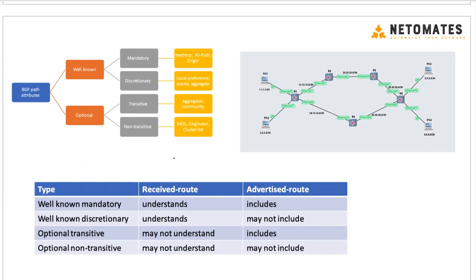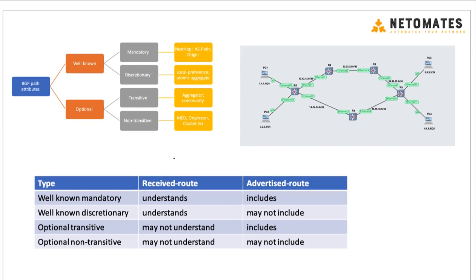To make it easy to understand, I have a table here. It shows the type of attribute, what the router does when it receives the route, and what it does when advertising the route for this particular path attribute. Well-known mandatory: every router must understand this and should include it whenever advertising the route to peers. Well-known discretionary: it must understand these attributes, but it is not mandatory to include that information when advertising the route to its peers.